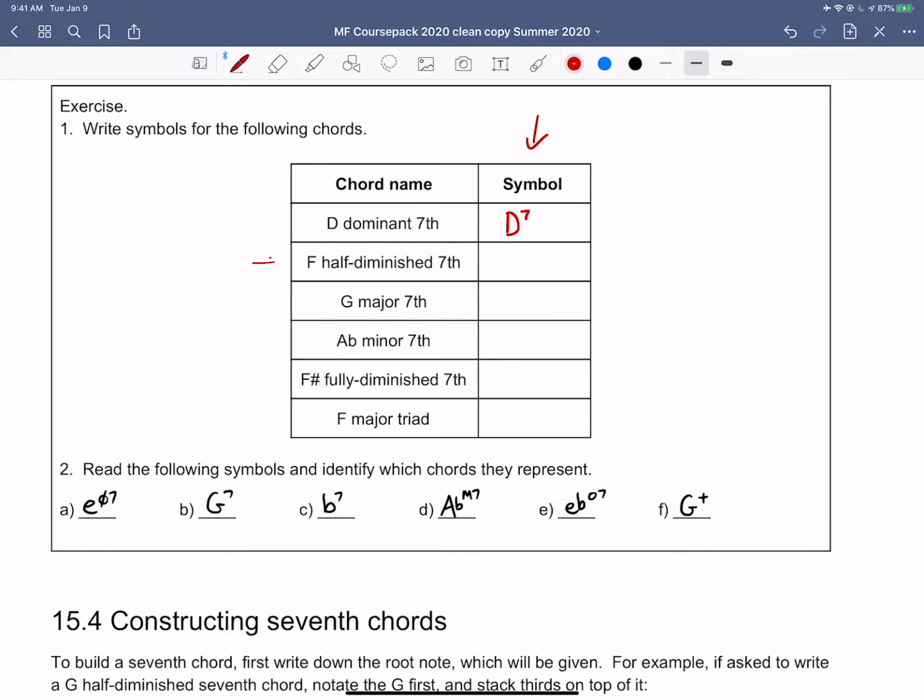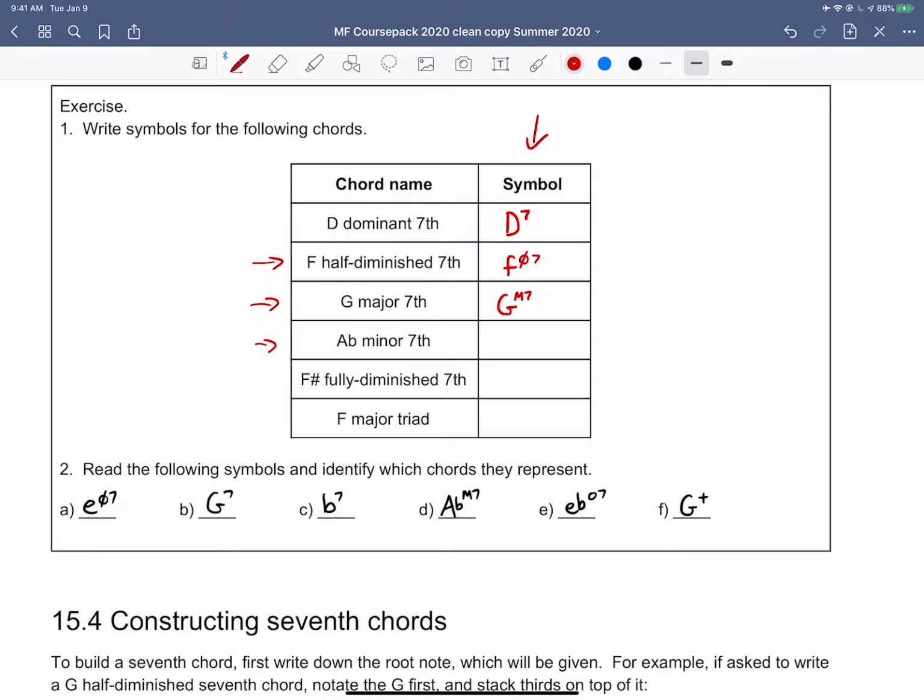Now, what about the F half diminished seventh? Well, that's on the small side, right? So we certainly need a lowercase letter. And it's that half diminished thing, where we put the degree sign, but we put a slash through it, and we need that superscript 7. Next one, G major seventh. The major seventh is not as common as the dominant seventh, so it has a slightly longer set of symbols here. So capital G for sure, and then you also need that superscript M and the superscript 7.